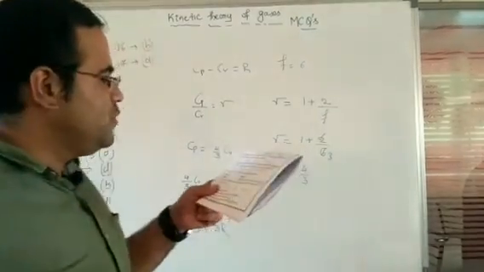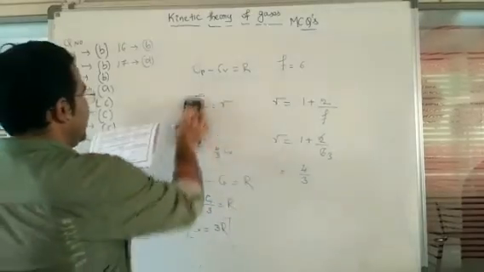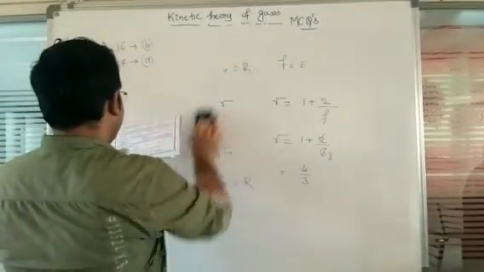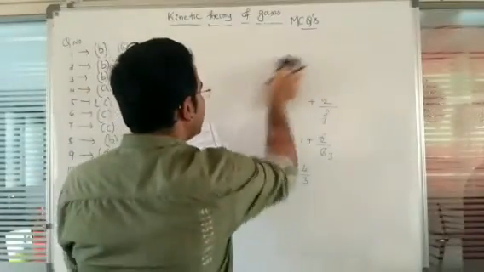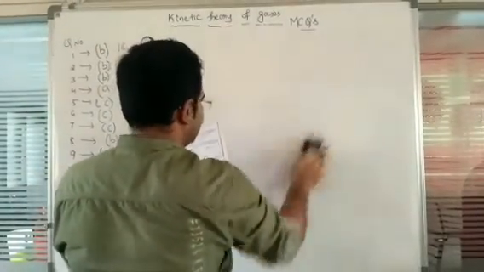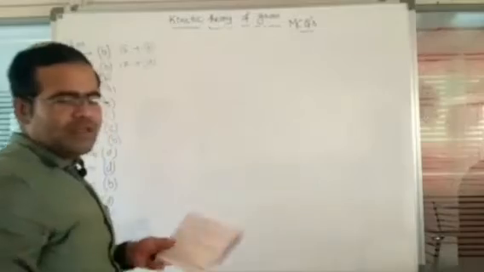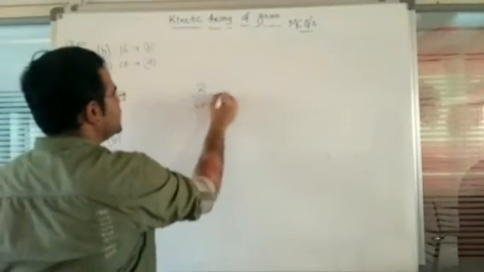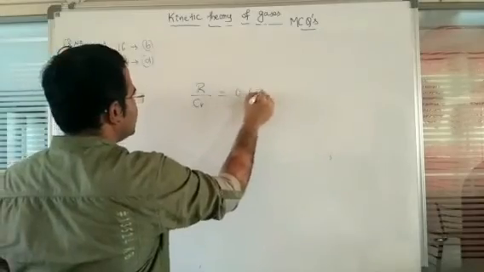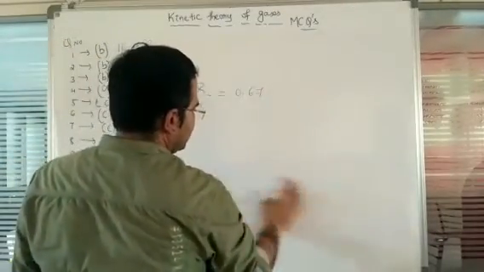Next, question number 18. For a given gas, we have R divided by Cv is equal to 0.67. So this is a given value.